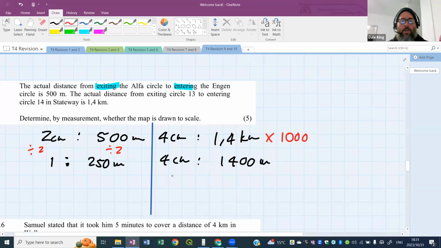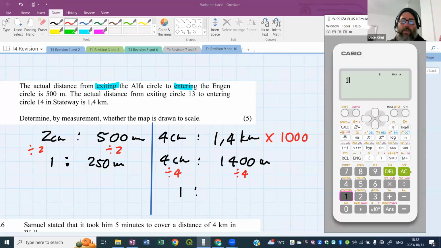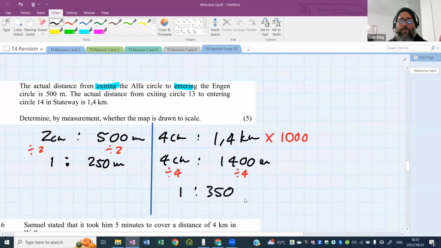If I do something similar to the right-hand side, the other road we measured, I want to make this a 1. So I'm going to divide that by 4. That'll give me a 1. And on the other side here, I'm also going to divide this by 4. And then I'm going to get my calculator out and see if this gets me something similar, 350. All right. So for the road we measured on the left here, 1 centimeter equals 250 meters. But on the right-hand side here, 1 centimeter represented 350 meters.